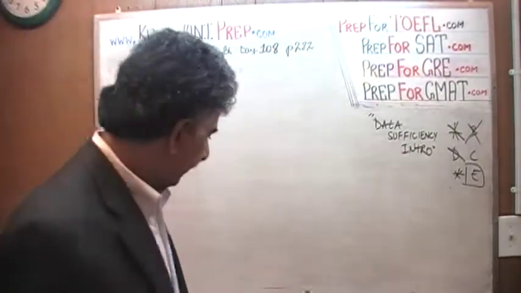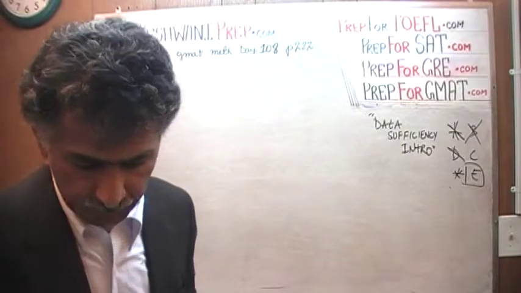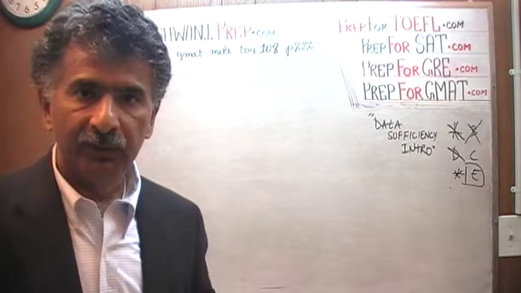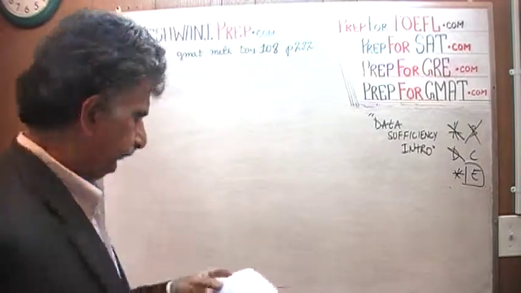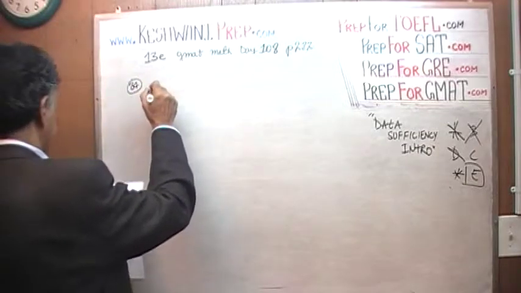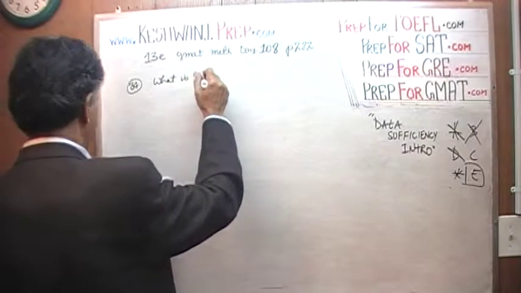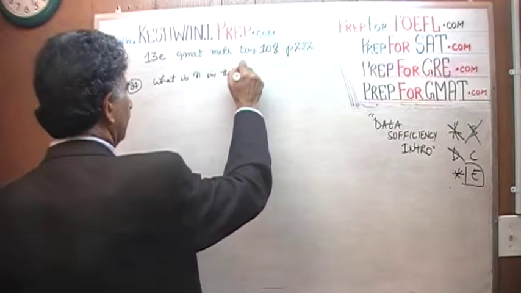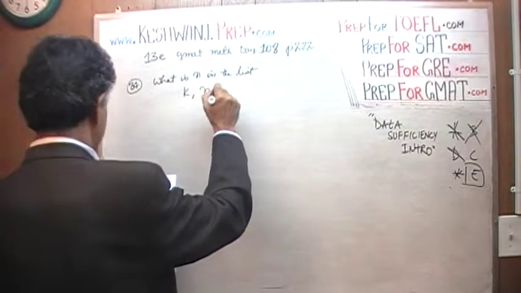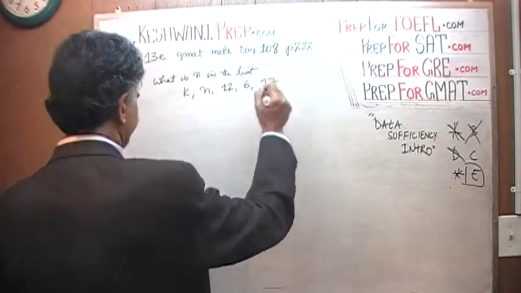The problem that we are about to solve is number 84. Let's take a look at it. Turn to page 282. Read the problem to yourself. Number 84. The question simply is, what's the value of n in the list that they're giving us? What is n in the list? And here's the list: k, n, 12, 6, and 17.